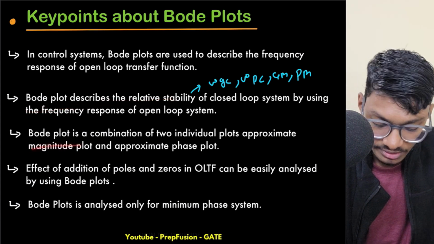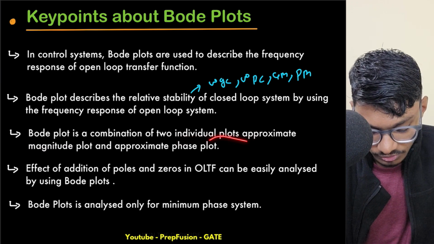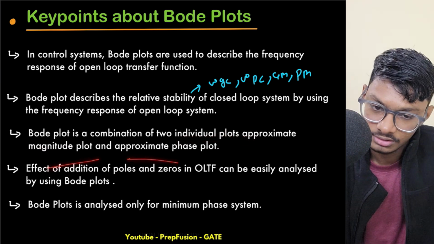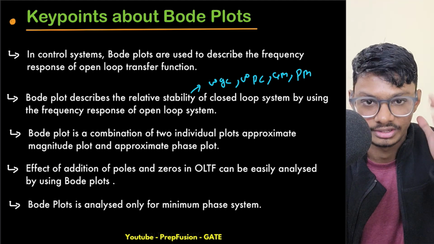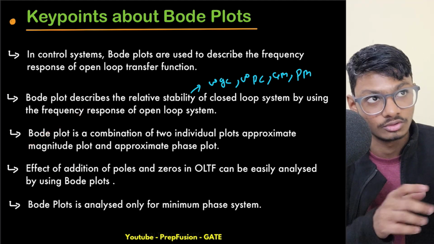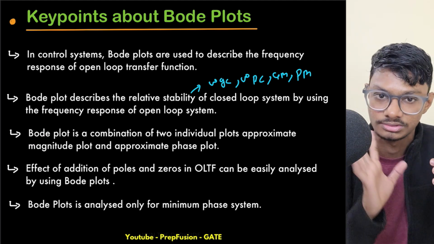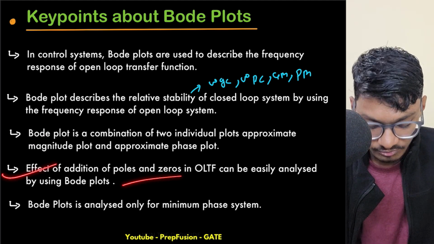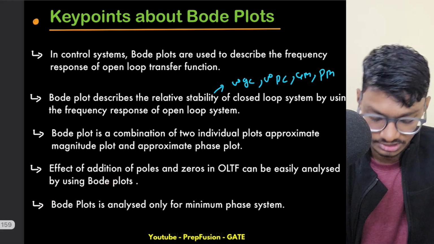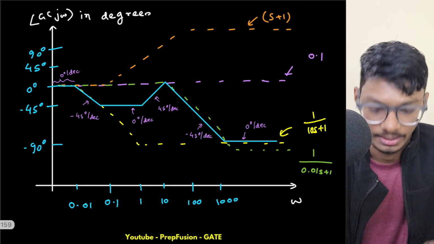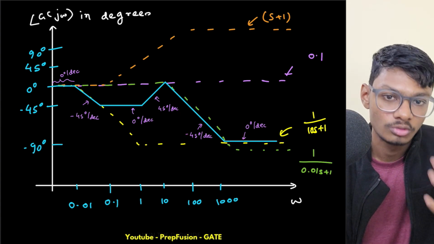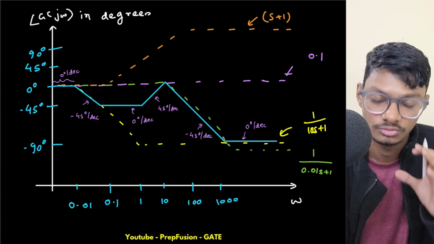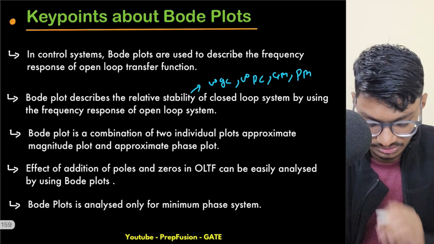Now Bode plot is a combination of two individual plots, approximate magnitude plot and approximate phase plot. This we already know. These are just a few key points to keep all this in your head. Whenever revising, you can read this and recall, yes, this concept has been taught, yes, I remember all these things. And the effect of addition of poles and zeros can be easily analyzed by using Bode plots. Here, if you add another pole, what will happen? Simply this will be an algebraic sum. The slope will be the algebraic sum. So addition of poles and zeros can be easily analyzed here. That's why we use Bode plots for analysis. Okay, very simple to analyze.